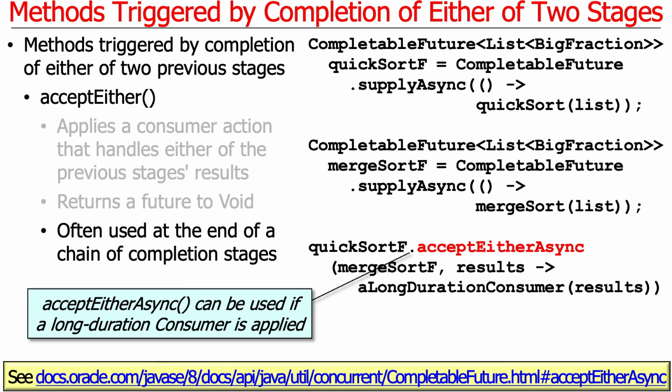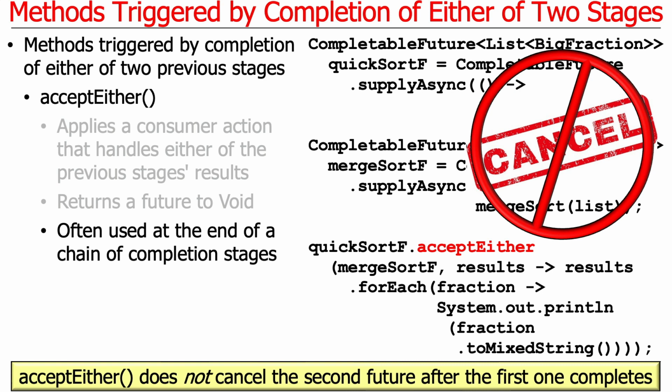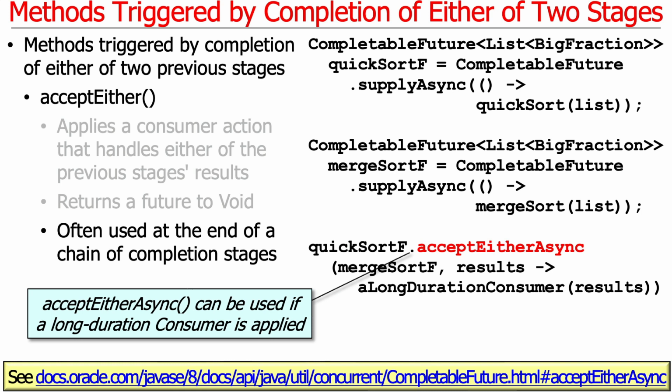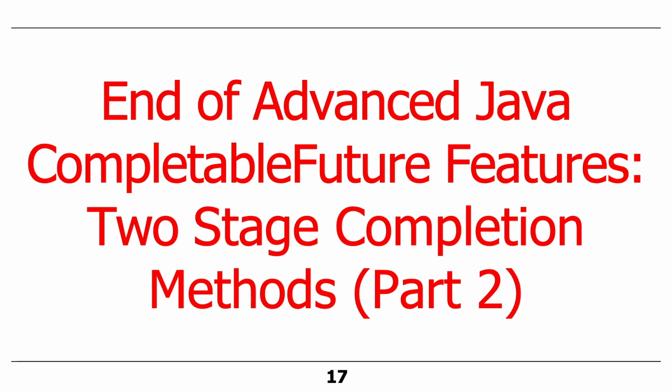Note that you can use acceptEitherAsync if there's a long duration consumer that's going to run after you're finished. Now, in this case, we were just printing the results, so that's probably not too long duration because we're just printing out the results. But if you were going to do some other long thing, you can use acceptEitherAsync, and that will then do that computation in some background thread in whatever thread pool is associated with this particular chain of completable futures. So another really cool example that hopefully will give you a better idea of how to use these methods in practice.